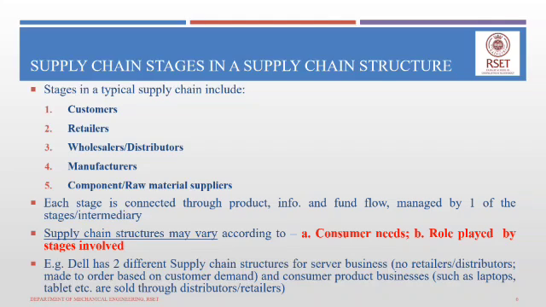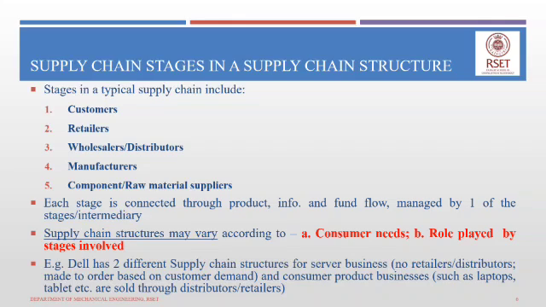An example of how consumer needs and roles played by the stages involved affect the supply chain structure is given below. Take the case of Dell. Now, Dell has two different supply chain structures for two different businesses. For their server business, now servers are basically a much more customized and technical product. Okay, for their server business, Dell opts for a supply chain structure where there are no retailers or distributors involved. Okay, and the consumer places the demand directly to the manufacturer, that is Dell.